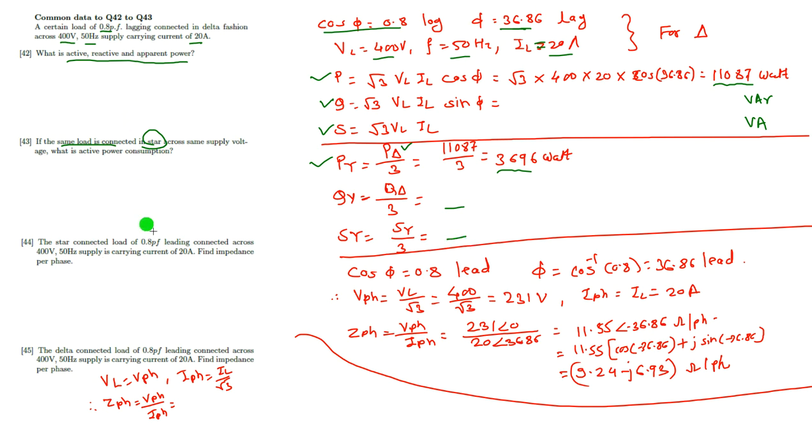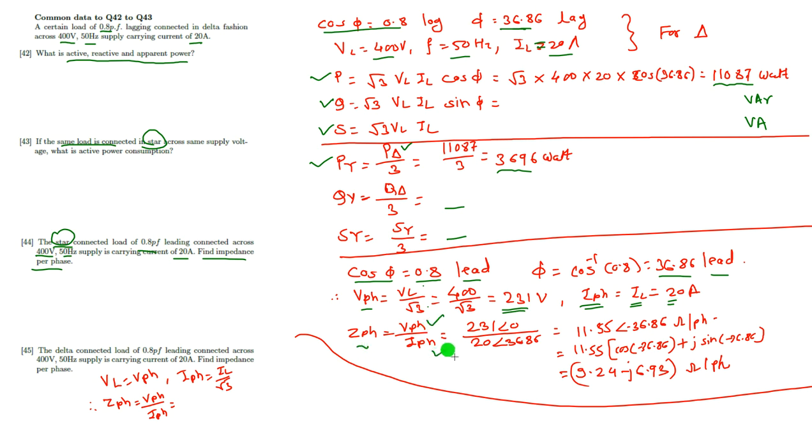Now here you will observe that a similar problem is given. Okay, so here is a star connected load and 0.8 power factor leading, with 400 volt 50 hertz supply carrying the current of 20 ampere. We want to calculate the impedance. So cos phi is 0.8 lead. That is, the cos inverse of 0.8 is 36.86. Leading is given. VPH is equal to VL divided by root 3 as it is star connected. So VL is 400 divided by root 3, it will give you 231, and IPH is equal to IL, it is 20 ampere.